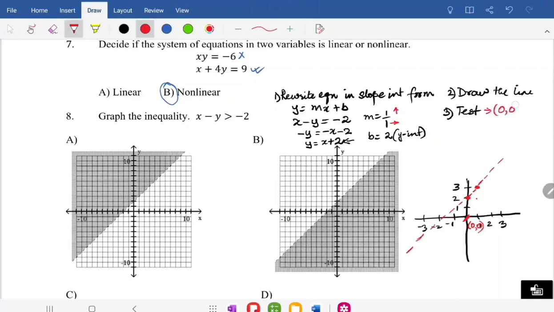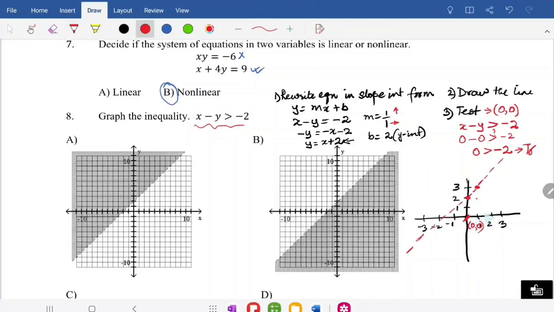And how do I do the test? Take your inequality, which is x minus y greater than -2. Plug in the coordinates 0 and 0 into x and y, and check if your inequality is satisfied, if it is true. So I'm going to plug in 0 for x minus 0 for y. Is it greater than -2? Yes, 0 is greater than -2. So that means this point makes the inequality true.